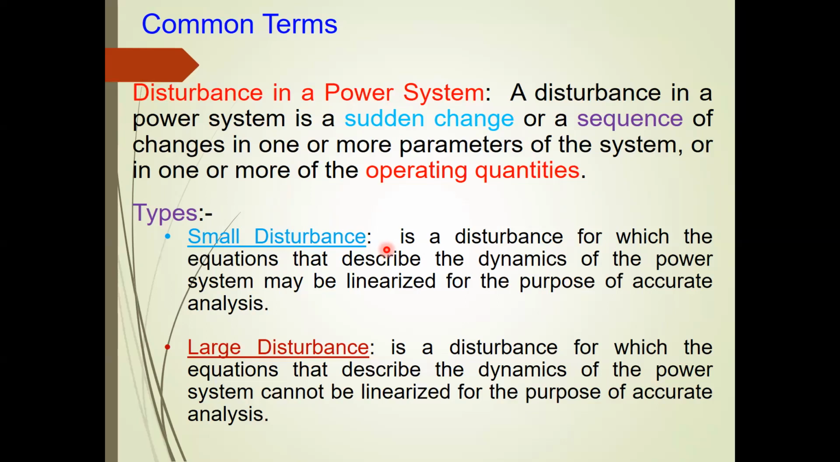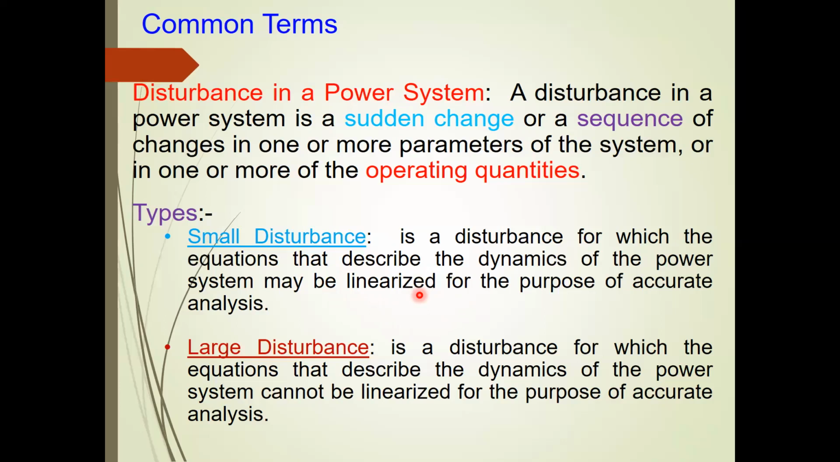It is a very small percentage, right? So if there is a small disturbance, let's say 1%, 2%, 3%, 4%, or up to a maximum of 5%, then in that case the system dynamics behavior can be linearized. So that means if the load has increased by 10 MVA, your generation will also increase by 10 MVA.